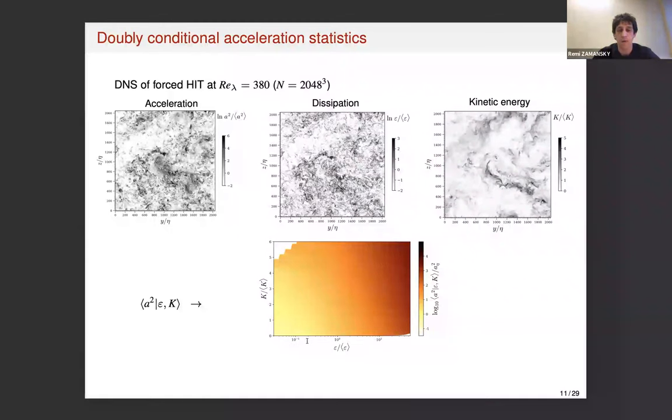And what you can notice is, as expected, when you increase the local dissipation rate, you increase the acceleration variance. But what is unexpected to me is what happens when you increase the value of the kinetic energy for a fixed value of the dissipation rate. When you move along a straight vertical line, you can see that you also increase the acceleration variance. So the iso-value lines are not straight vertical lines. That means that the effect of the kinetic energy is not only through the dissipation rate and the intermittency effect on the cascade for the acceleration. There is also a direct effect of the kinetic energy, or of the large scales, on the acceleration of the fluid particles.